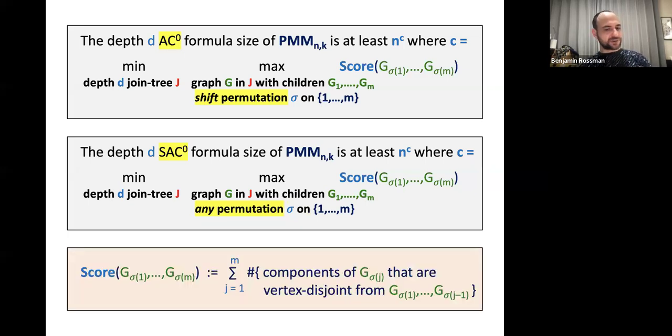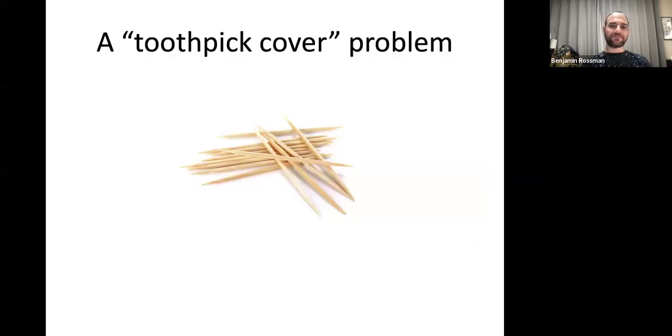Okay, so here's the definition of score, and I'm going to illustrate this in a sort of visual way. But the definition is we take the sum from j equals 1 to m of the number of connected components of the graph G sigma j that are vertex disjoint from the previous graphs, G sigma 1 to G sigma j minus 1. Okay, so you can forget about everything on this slide for the moment, and I'm just going to try to illustrate now some of the combinatorics that go into proving a lower bound for this score function. So that's the sort of combinatorial game that we want to play now, is to lower bound this score function with respect to the worst permutations.